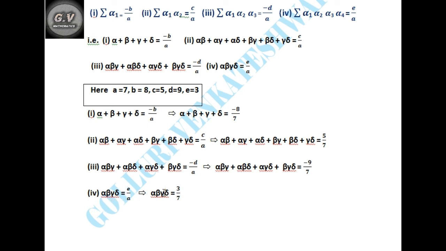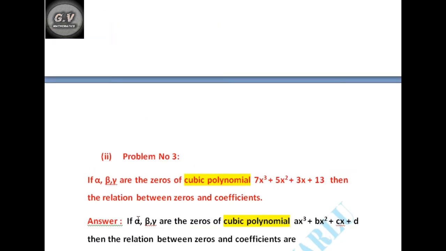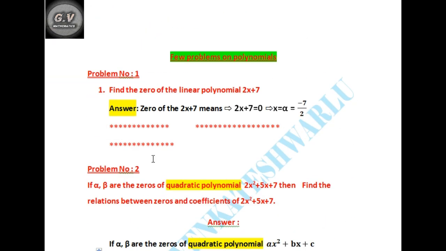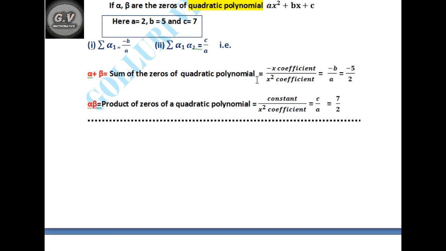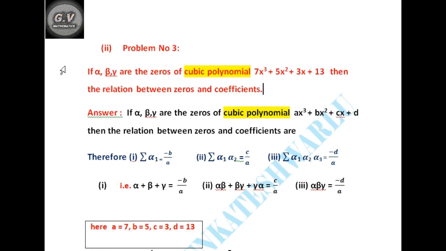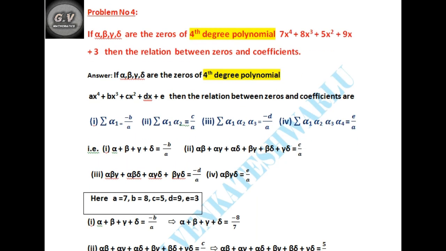These are the relations between zeros and coefficients. We have discussed the linear polynomial and the relation between zeros and coefficients in quadratic polynomial, as well as the relation between zeros and coefficients of cubic polynomial. And finally, we discussed the relation between zeros and coefficients of fourth degree polynomials also.